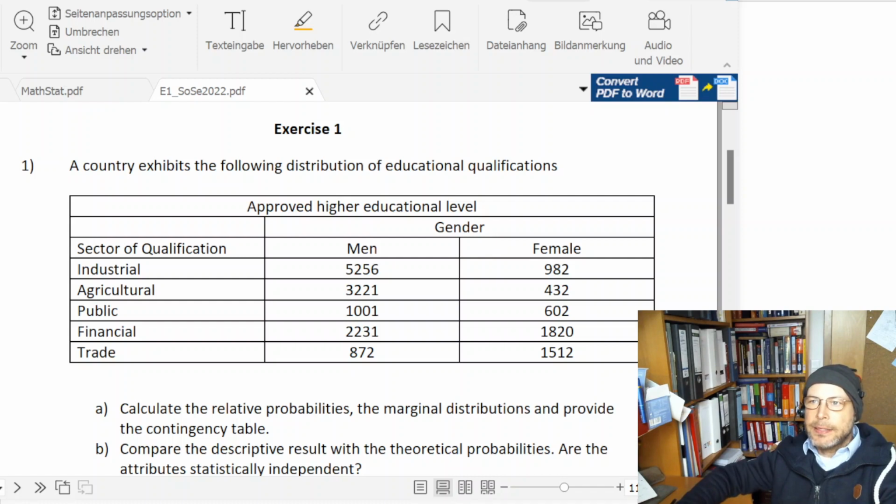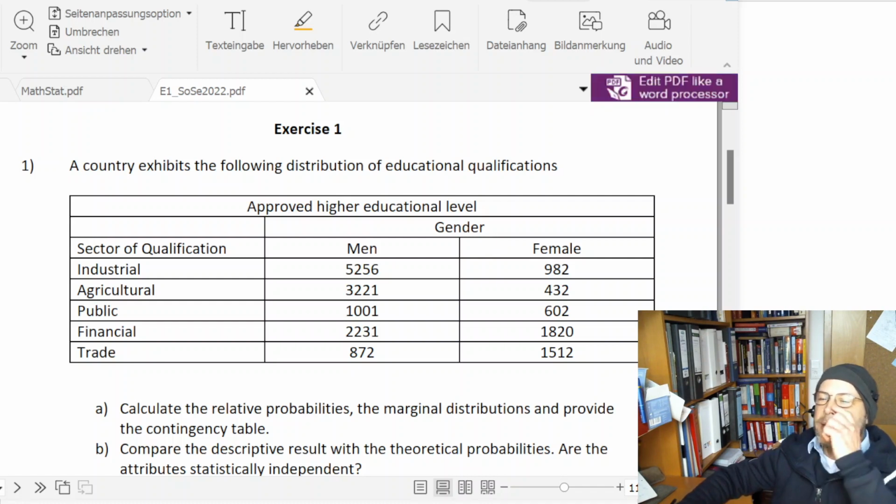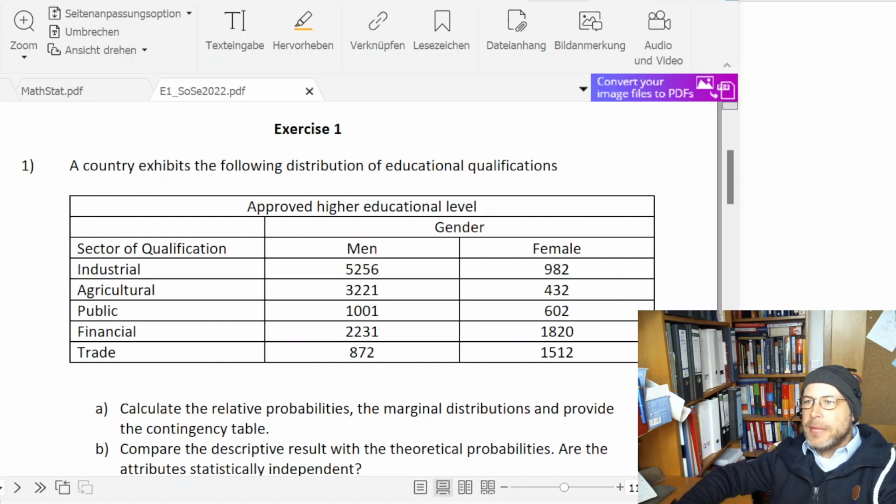First exercise: we have the education sector, or we look at the higher education level, which we can reach in different sectors: industrial, agricultural, public, financial, or trade sector. So one attribute is the sector of qualification, and the other attribute is gender, so male or female.